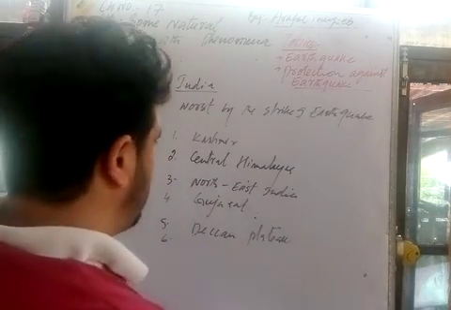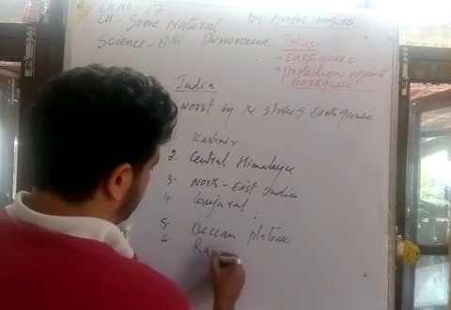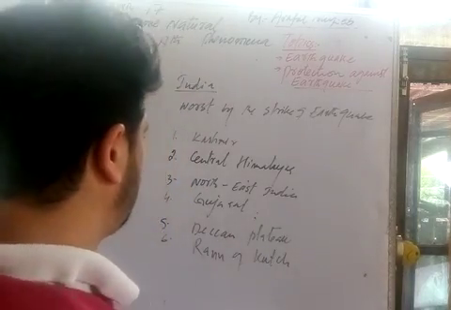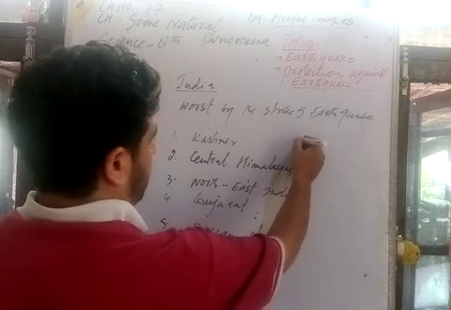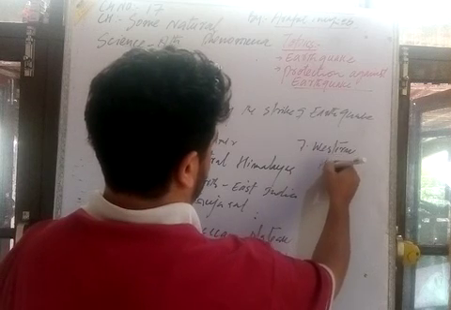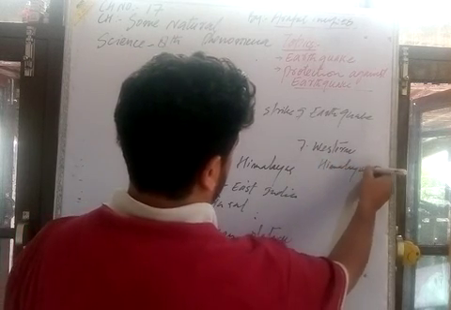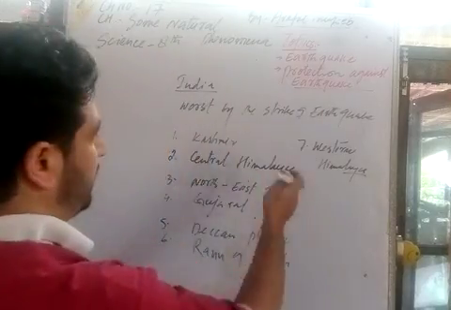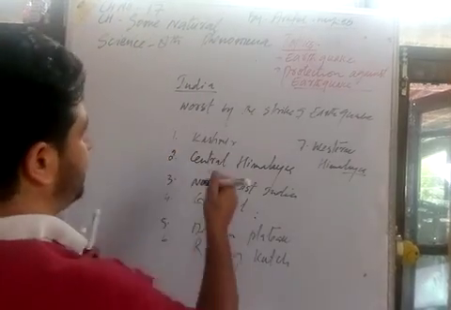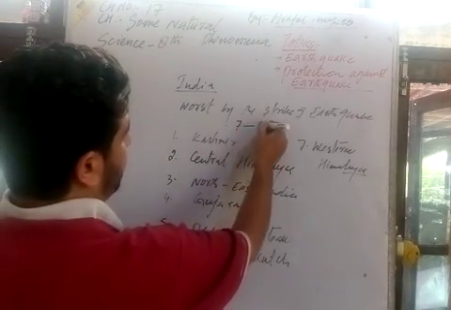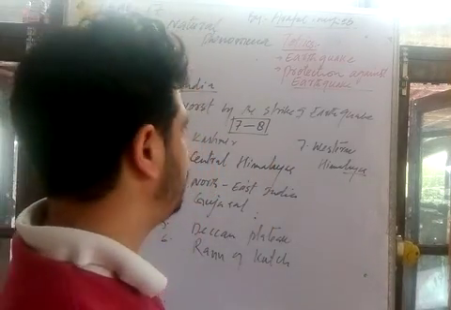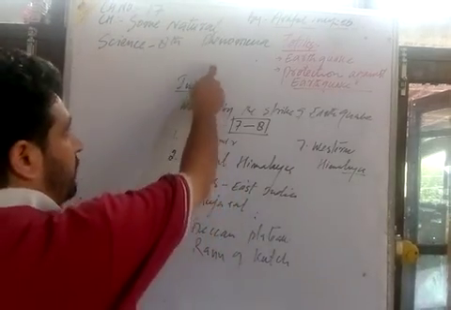The sixth one is the Rann of Kutch. These are the places. Also I talk about the seventh one, the western Himalayas. The central and western Himalayas are also worst hit by earthquakes. The range has been calculated here: the earthquake magnitude stays in the 7 to 8 range, which is very havoc and destructive to life and property, as we talk about a country like India.